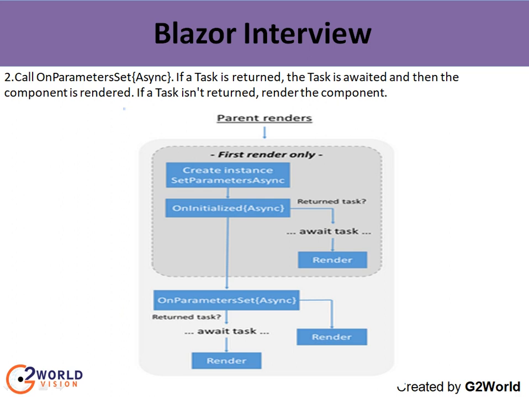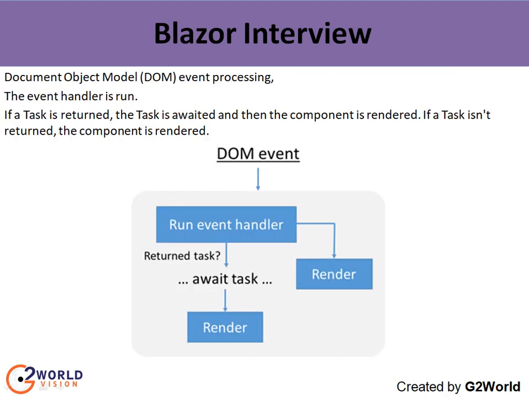Point 2. Call OnParametersSetAsync. If a task is returned, the task is awaited and then the component is rendered. If a task isn't returned, render the component. Document Object Model, DOM, event processing. The event handler is run. If a task is returned, the task is awaited and then the component is rendered. If a task isn't returned, then the component is rendered.